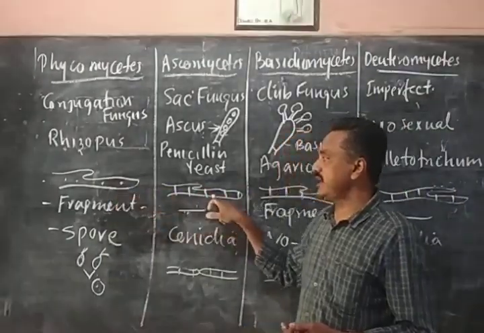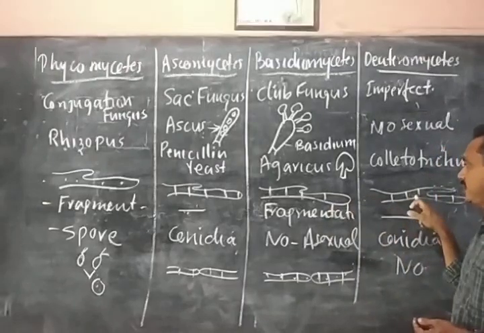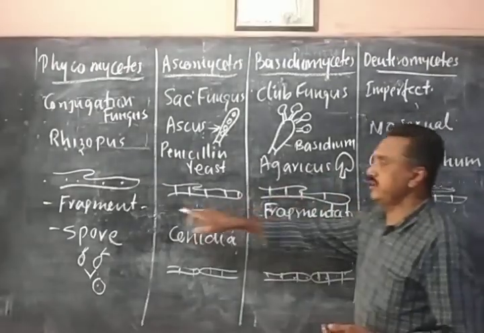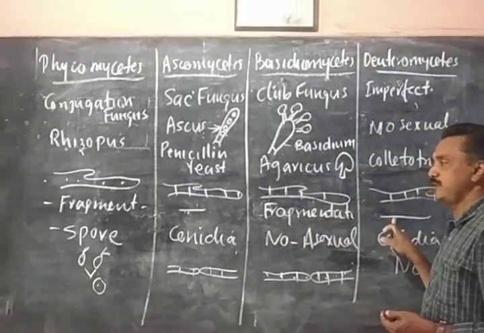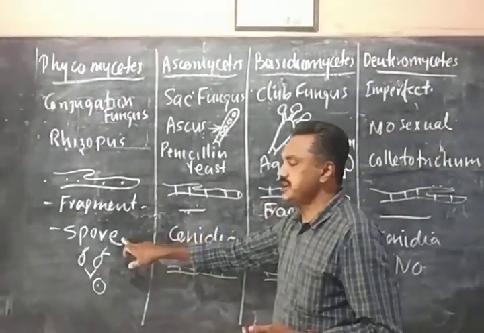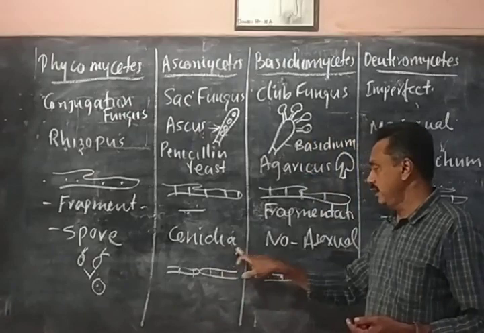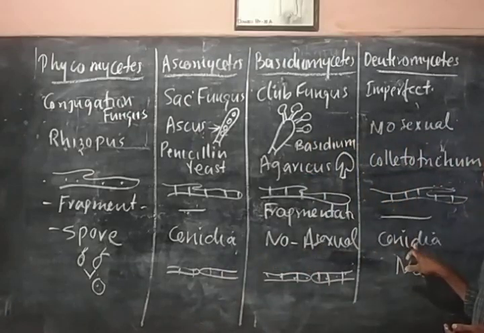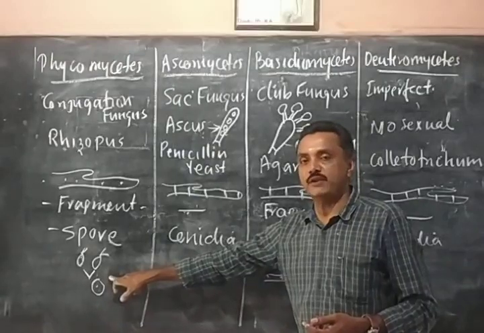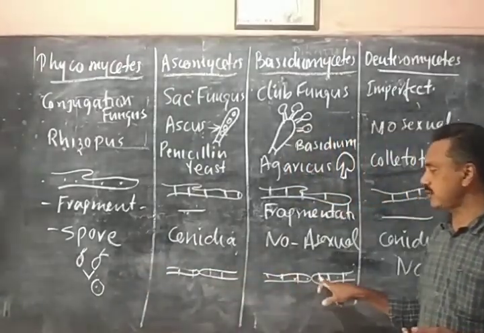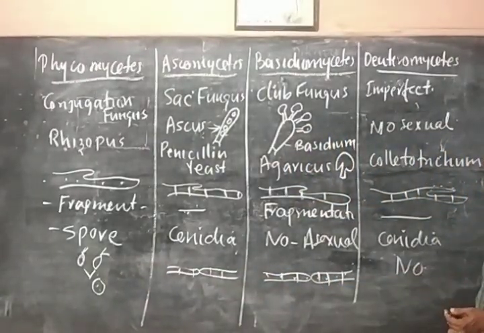Septate hypha. Fragmentation as vegetative method, no vegetative method. Spore formation, sporangia, conidia, no asexual reproduction, conidia formation. Sexual reproduction by conjugation or by joining of male and female gametes. Here conjugation, no sexual reproduction.